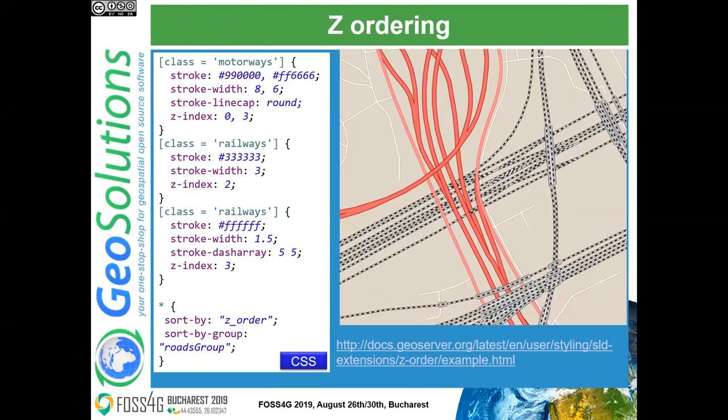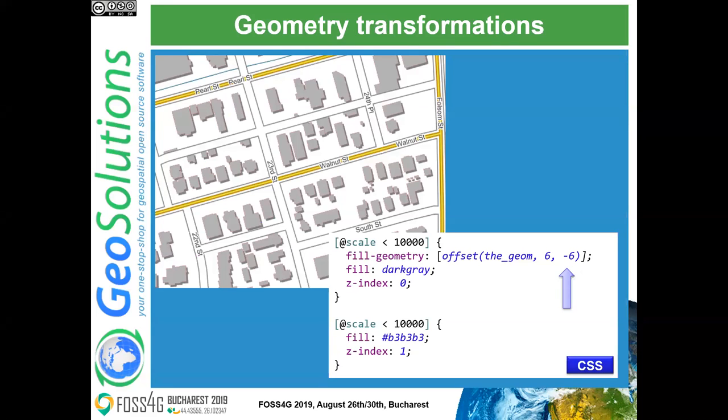Set ordering, we also mentioned before, is very important, especially if you have an intersection like this one, which is somewhere in Germany. I assure you it's real. It contains, I don't remember, 10, 15 different zoom levels. It's possible to do geometric transformations so that you can take a polygon and offset it by a given distance to create a drop shadow effect.